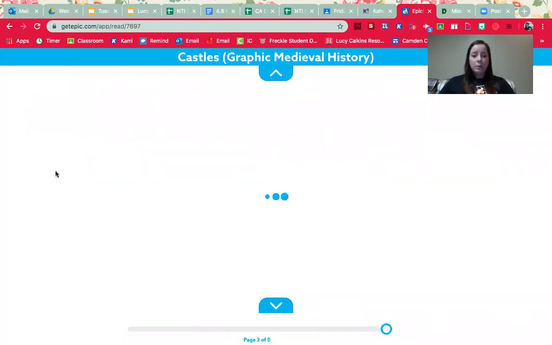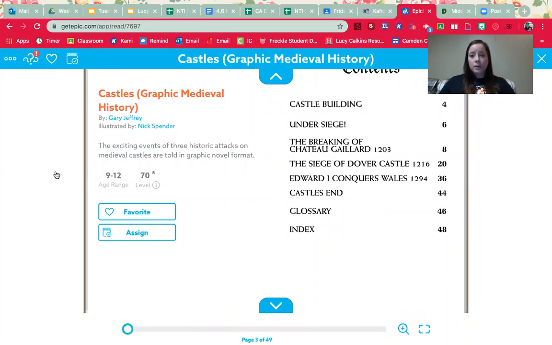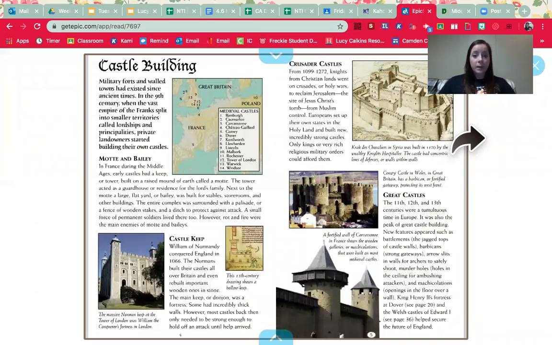So I am going to look at this text. Okay. So I know as a researcher of nonfiction, I always want to make sure that I'm using the table of contents in order to make sure I'm not just reading random things. If I have a purpose today and my purpose is to research medieval castles, then I need to make sure that I'm reading about that. So the first part of our table of contents says castle building. That sounds like it would be on my topic. So I'm going to go straight to page 4. Oh, wow. There's a lot on here. Okay, castle building. Military forts and walled towns had existed since ancient times.